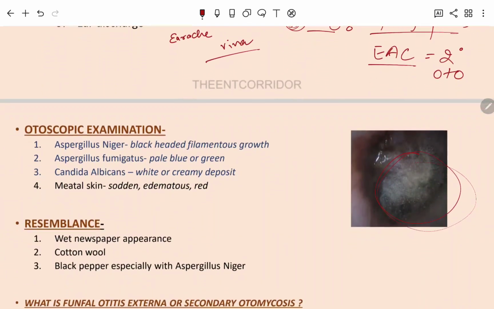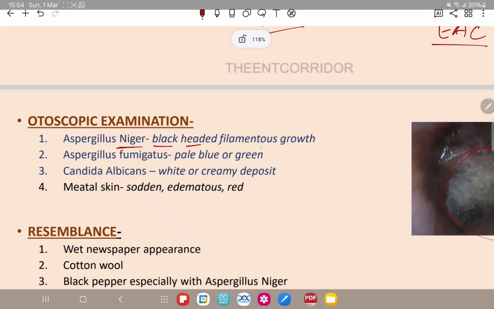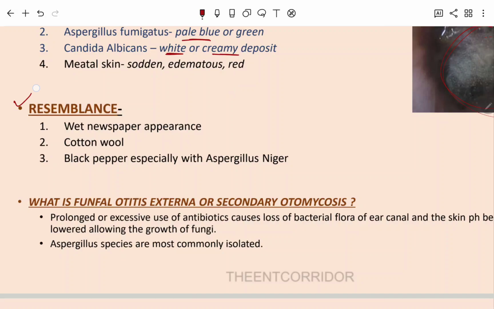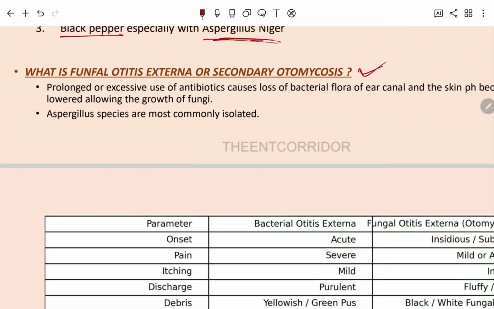Next, the otoscopic examination, which is very important. Niger has black headed filamentous growth, whereas fumigatus has pale blue or green color, and Candida has white creamy deposits. Now when we are talking about the resemblance, this is another Viva question which is asked. It resembles a wet newspaper appearance, or a cotton wool appearance, or black pepper, which is especially seen in Aspergillus niger. This we already talked about, what is secondary otomycosis, and it is very important that Aspergillus is the main cause of secondary otomycosis.